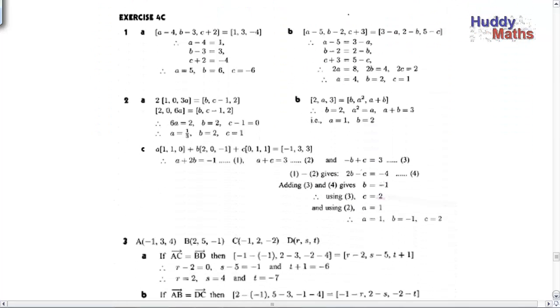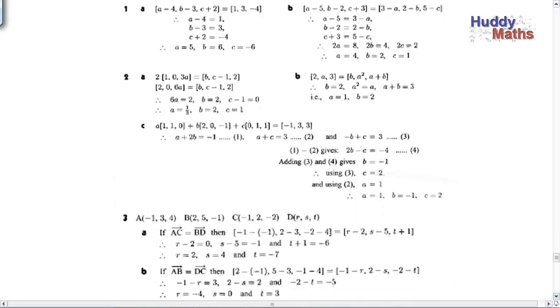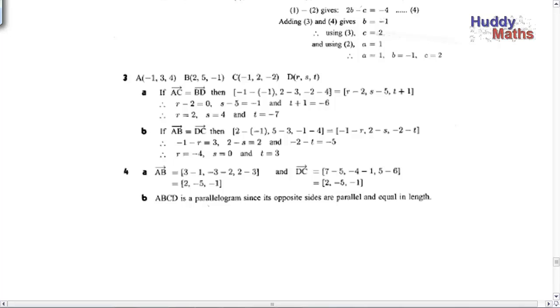Okay, so here we have a few answers, question 1 and 2. Just the basic ideas there. And question 3 and 4.